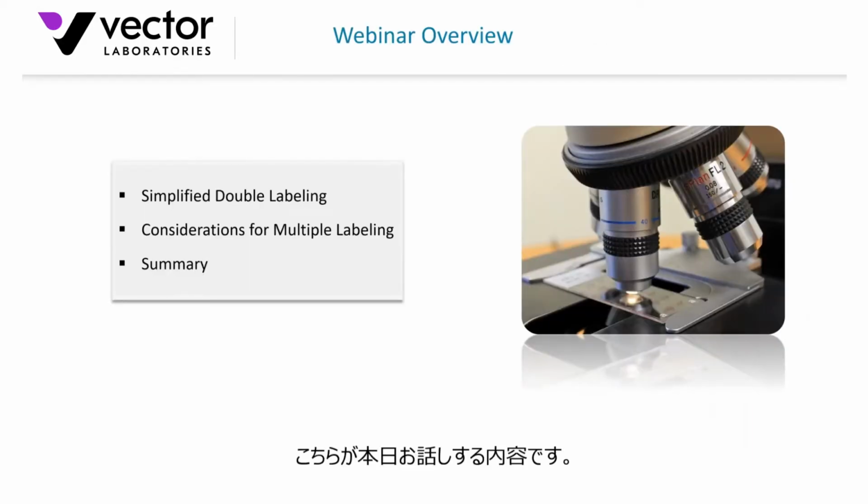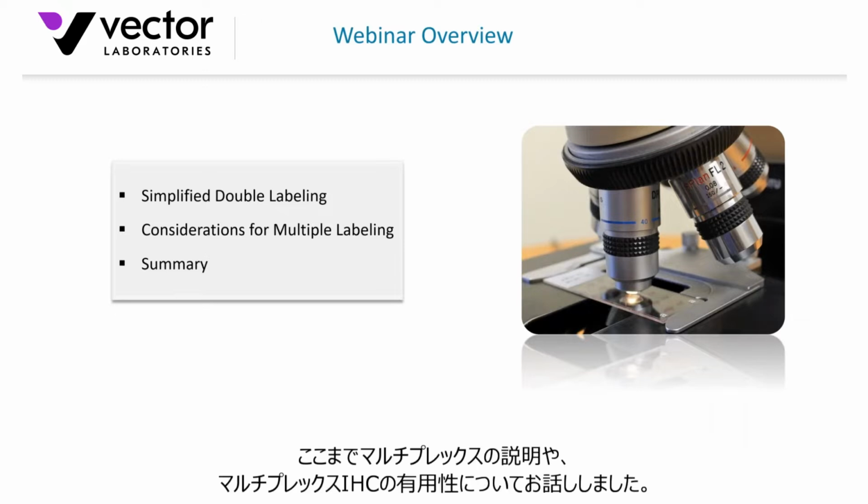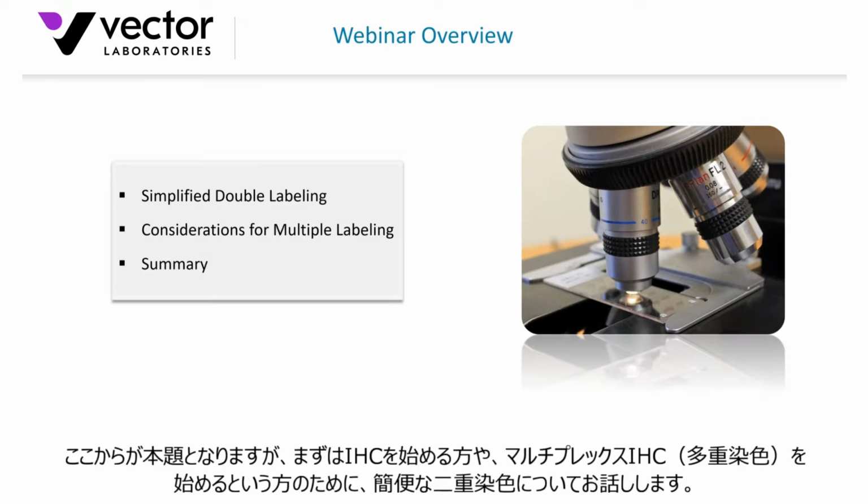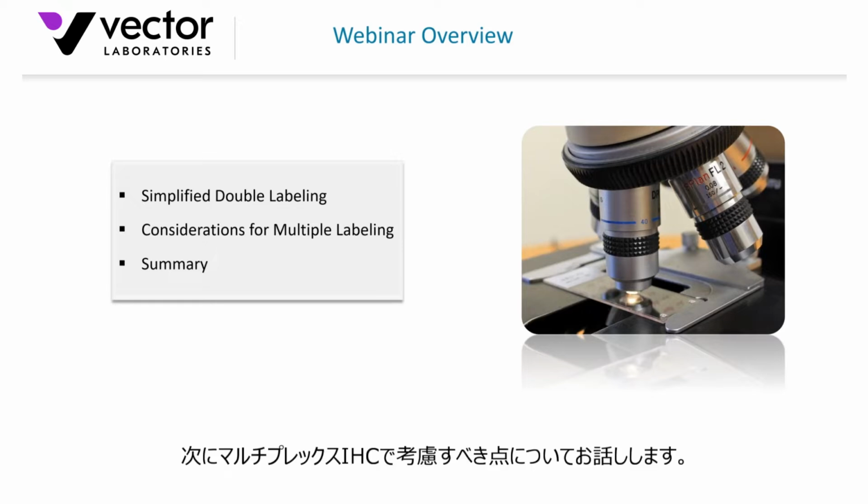Here's a quick overview of what we're looking at in today's webinar. For those of you who have just joined us, we've gone through a little bit about the term multiplexing and highlighted the powerful application of immunohistochemistry, and now we'll get into the webinar itself. We'll look at simplified double labeling, maybe for those who are new to the field or looking to introduce multiple antigen labeling, or chromogenic multiplexing, in your lab. We'll look at considerations for multiple antigen labeling, and that'll take up the majority of the webinar. Then we'll sum up at the end and look at some tools and resources that are available.